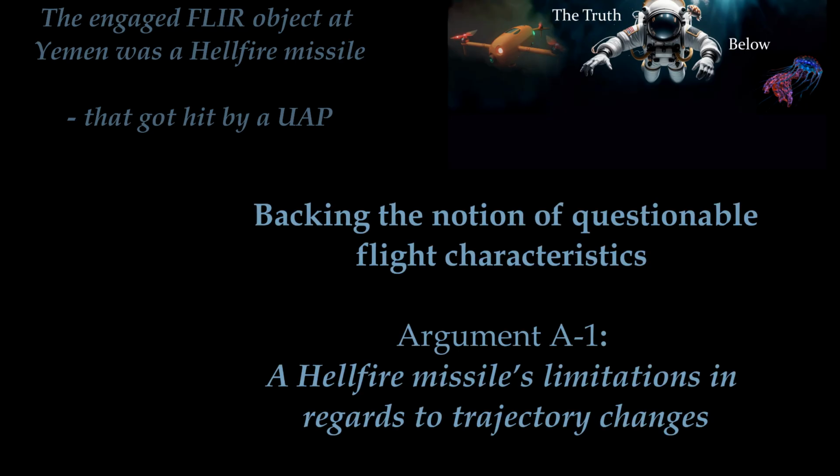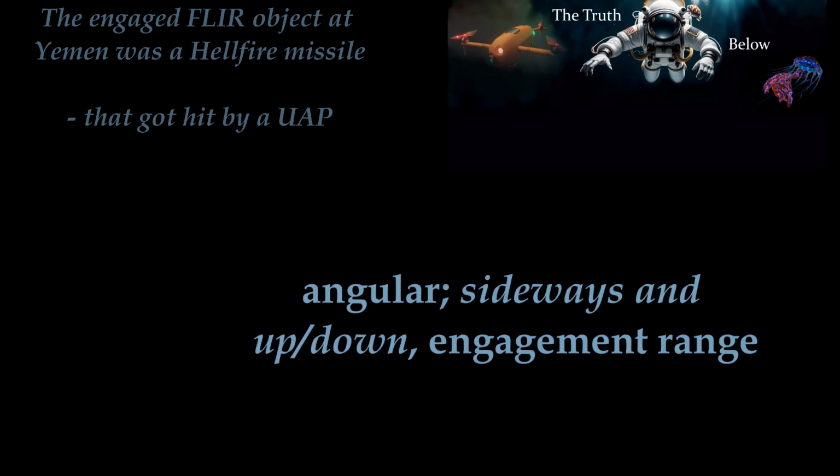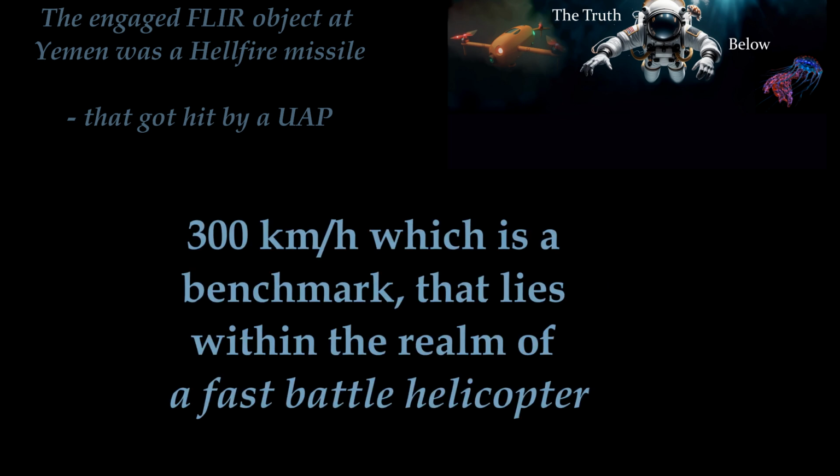Next in line, we have a series of arguments. And here we are going to look upon a Hellfire missile's limitations in regards to trajectory changes. I will consider the notion that a Hellfire missile can change its trajectory by more than 16 degrees per second to be doubtful. From above, we have learned that this weapon type can be deployed through various conditional setups. As such, it has a certain angular sideways and up-down engagement range when it comes to trajectory and its moving targets.